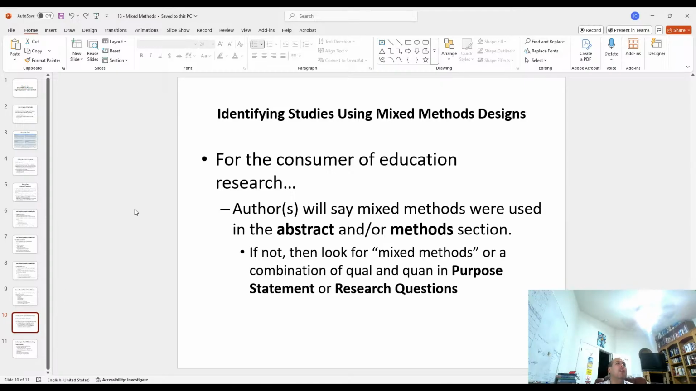Okay, for consumers of educational research, the authors usually say that mixed methods are used in the abstract or in the method section. So if you're looking for a mixed method study, that's where you'll find it. That's when you know that study is a mixed method study. In the abstract, they say, this is a mixed method study, or generally there's a section called methods. If you find it in that section, that's truly going to be more likely than not a mixed method study. If not, look for mixed methods or a combination of qualitative and quantitative in the purpose statement or the research questions.